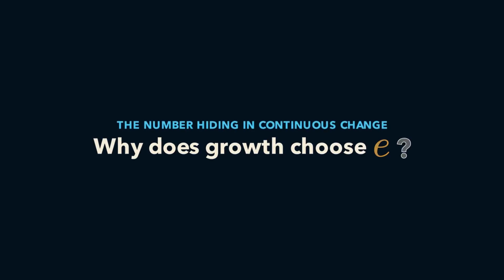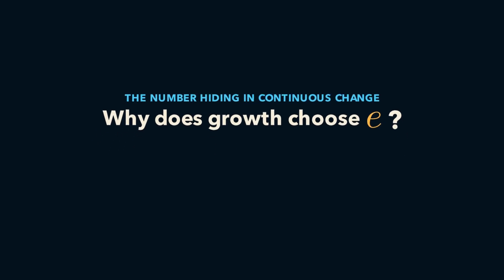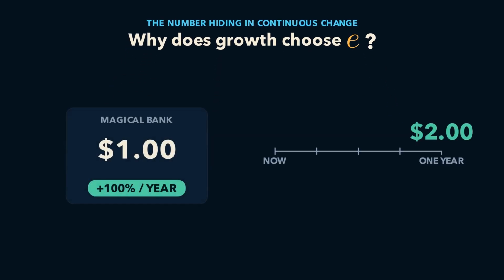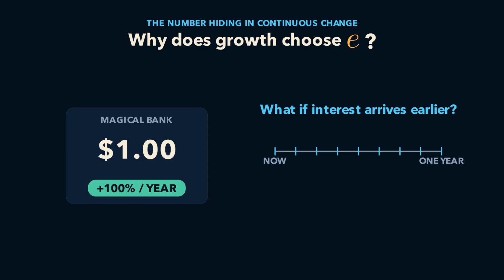Imagine putting $1 in a magical bank account. The bank promises 100% interest after 1 year, so you expect $2. But then the bank asks a strange question. What if it adds part of the interest earlier, and that new money also starts earning interest?